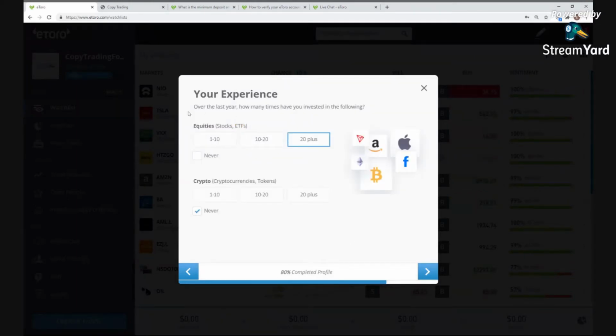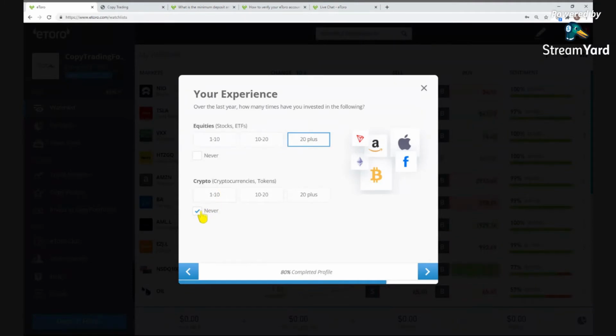They're asking for your experience over the last year. How many times have you invested in the following? Equities. So equities are just stocks or ETFs. If you haven't traded before, you click never. But I can say 20 plus because I'm trading since March of 2020.